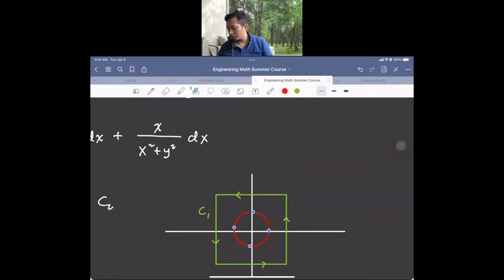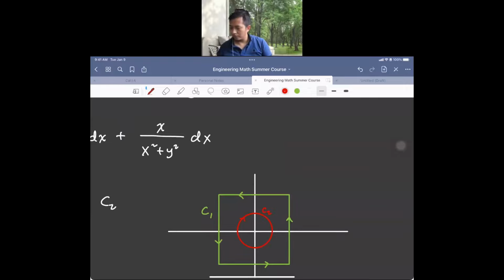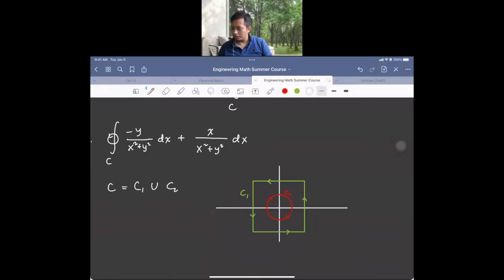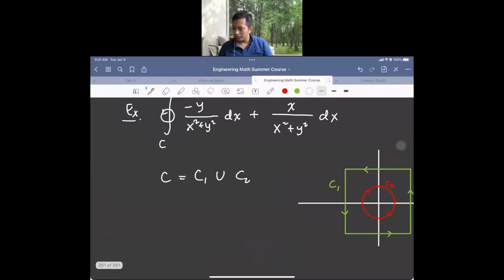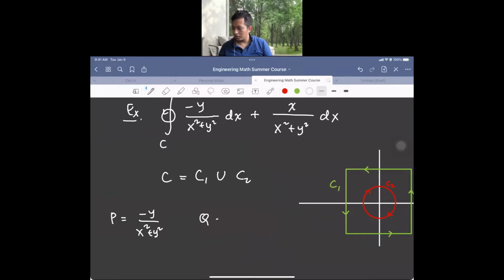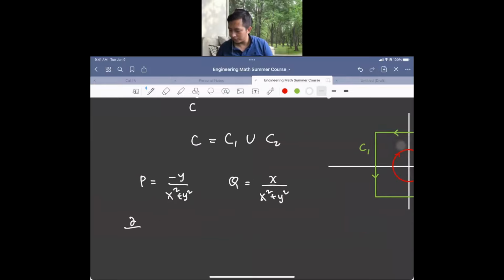Okay. Let me look it up. This will be C2. And let the C2 go clockwise. So based on what we have, let's say P is this and Q is this. So first we can write down the partial. You can use the quotient rule.